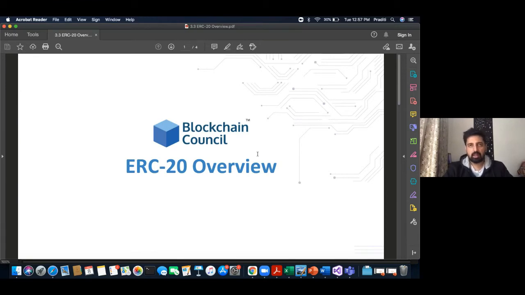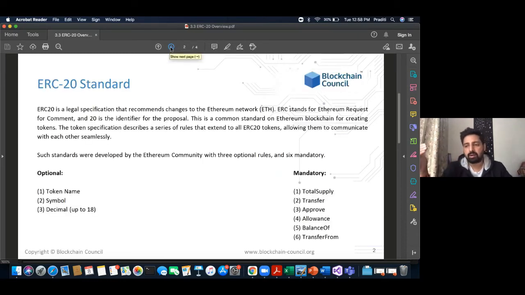ERC20, which is a token standard to be built on top of the Ethereum blockchain. There are multiple standards right now, but ERC20 was the first one and one of the most common and the most famous standards followed while building cryptocurrency on top of Ethereum.